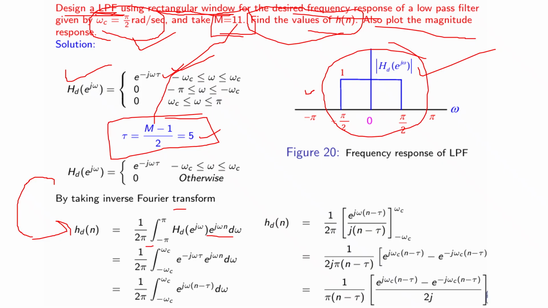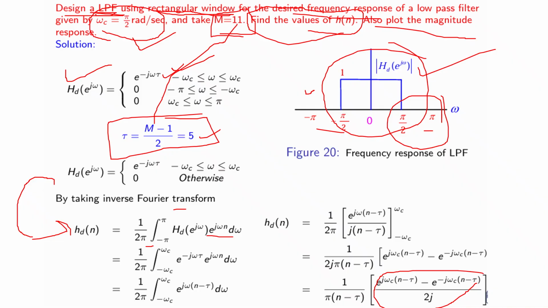Why are we integrating from minus pi to pi? Because your time period is between minus pi to pi, and between pi by 2 and pi, of course, it is 0. So then integrate, and you will get h_d[n] equal to 1 by pi of n minus pi, and this component.